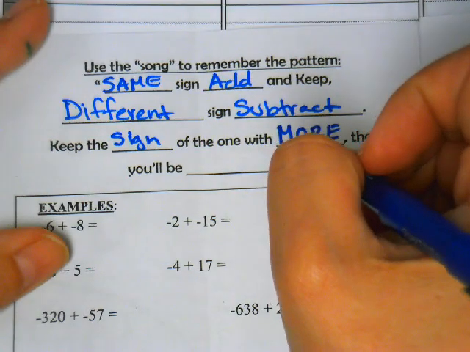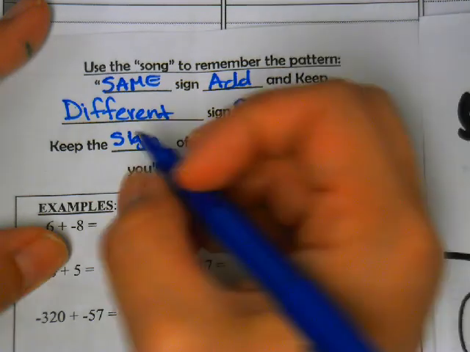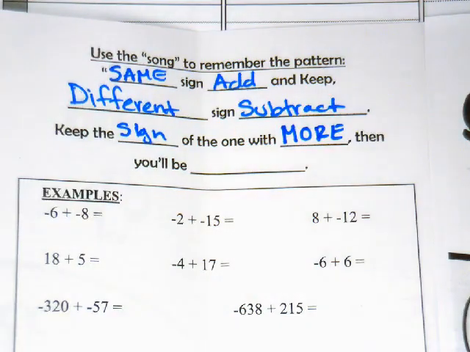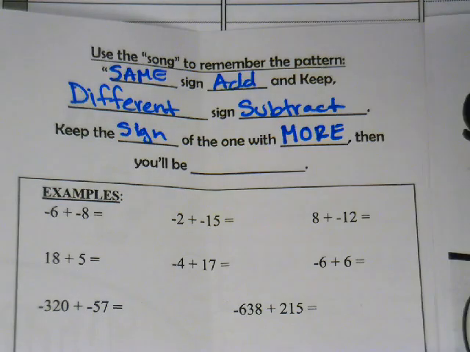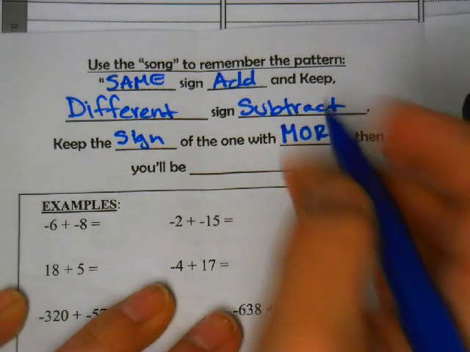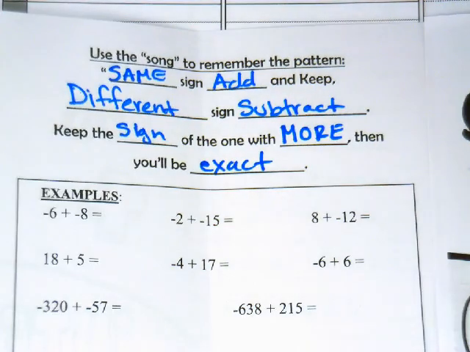No. It's okay, Miss Lamani. Don't be stressed. It's trauma. When kids say, which one's bigger? And they say, negative 2 is bigger than 1. It's more. Keep the sign of the one with more, then you'll be exact. The same sign. I'm surprised I even remember.